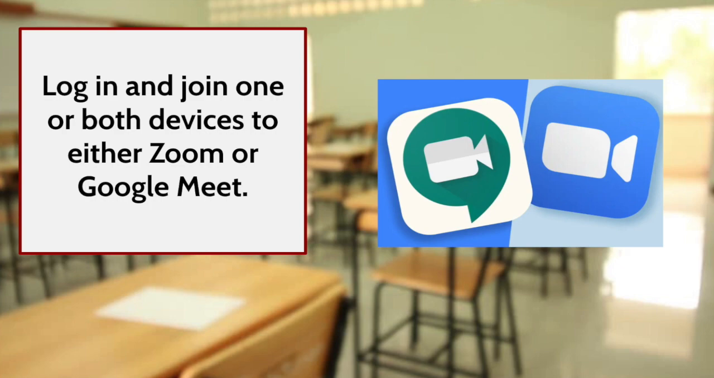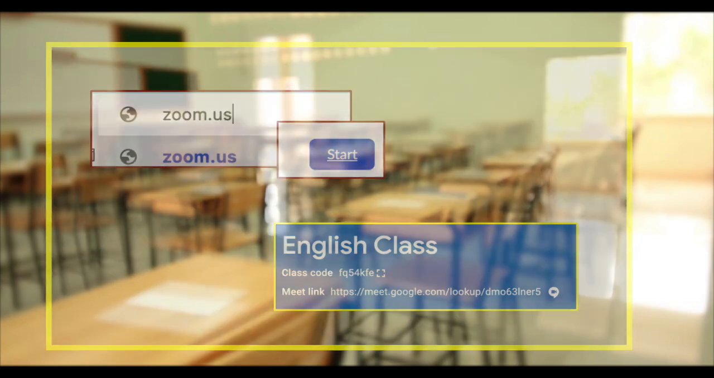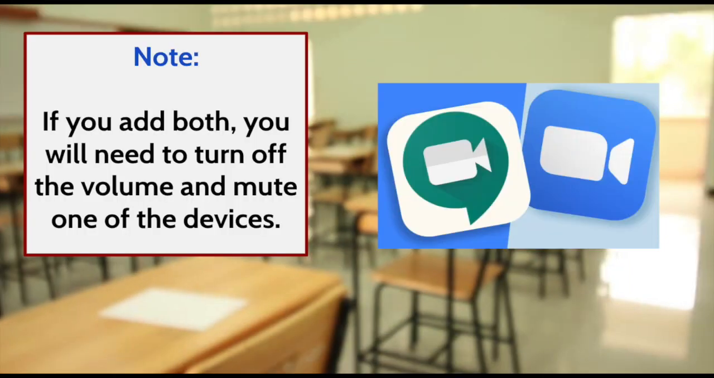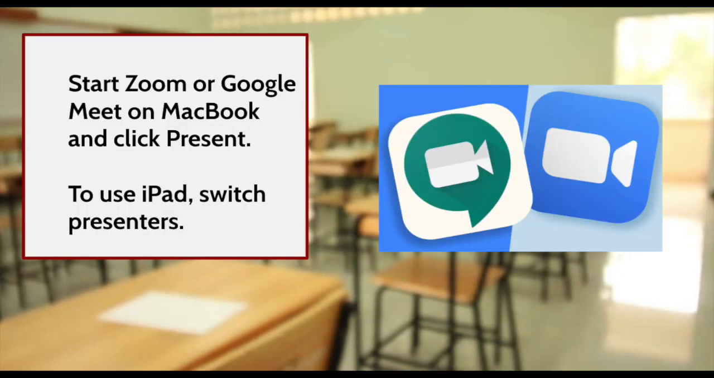Log in and join one or both devices to either Zoom or Google Meet. If you add both, you will need to turn off the volume and mute one of the devices. When you start the Zoom or Google Meet on your MacBook, click Present. To use your iPad, switch presenters.